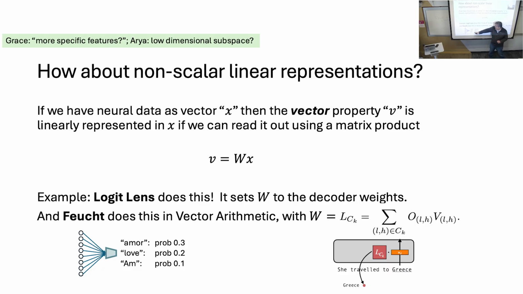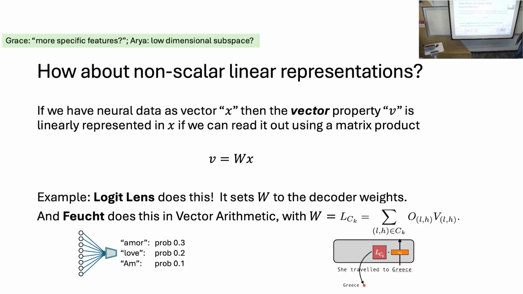And then it comes out with this vector, which is like, amor is probability 3, love is probability 2, M is probably 1, or whatever, right? It just gives us these numbers. And LogicLens just shows you a visualization of that. That makes sense? Any questions about that?